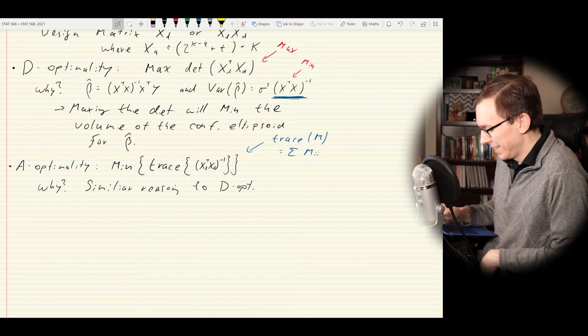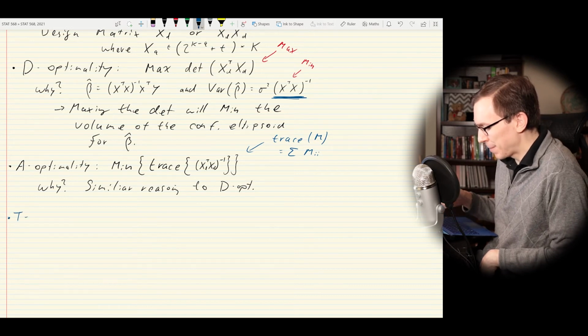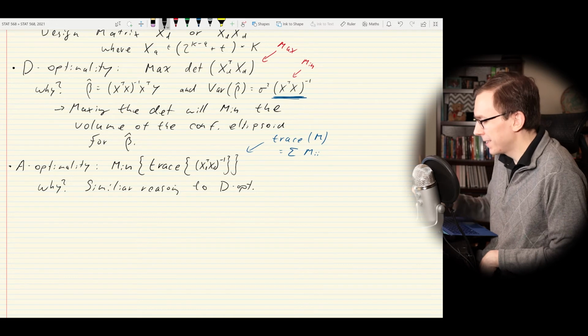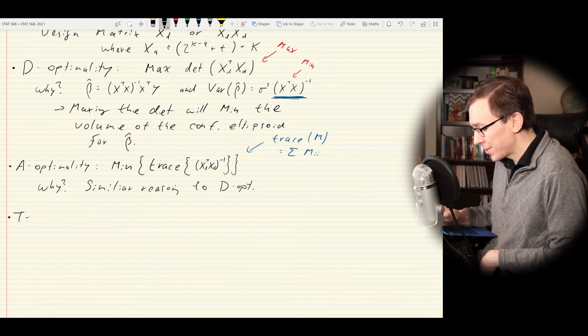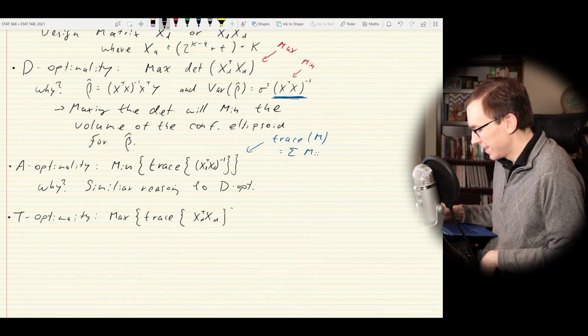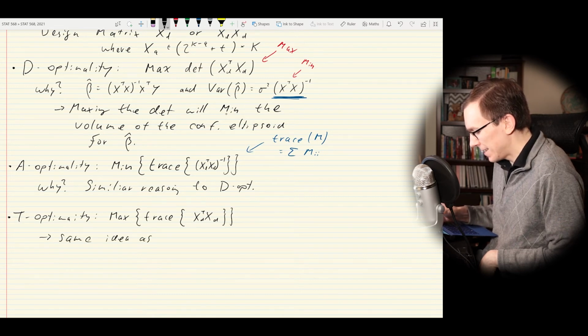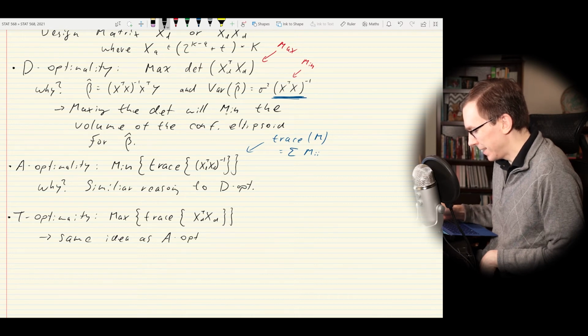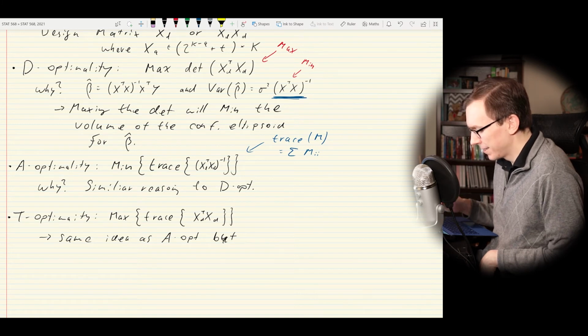You can also do something called T-optimality. This says that we can maximize the trace of that matrix, but not inverted, x transpose x. So the point is this is the same idea as A-optimality, but not equivalent.